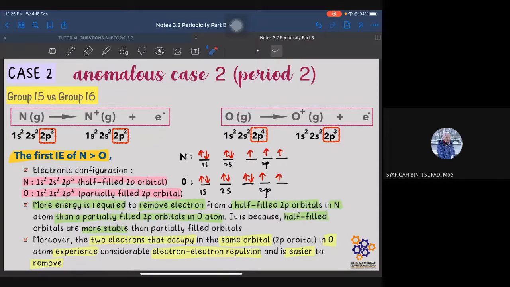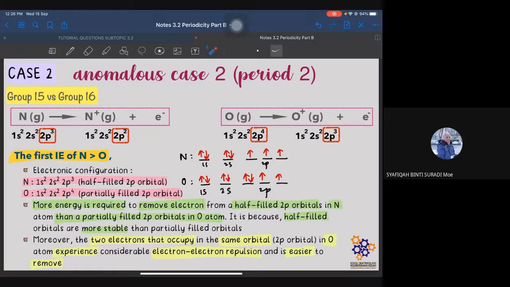Okay, so bila ada repulsion yang agak besar dekat situ, diorang saling push away each other kan. Sebab repulsion kan. So lagi senang lah maksudnya nak remove sebab dekat sini diorang dah ada repulsion. Okay, sebab tu kita kata kat sini, the two electrons that occupy the same orbital in 2p of oxygen atom experience considerable electron-electron repulsion, and because of that, it is easier to be removed.